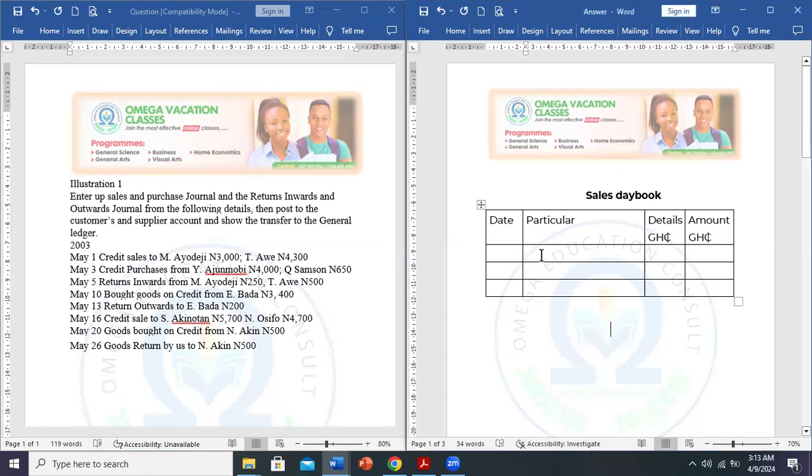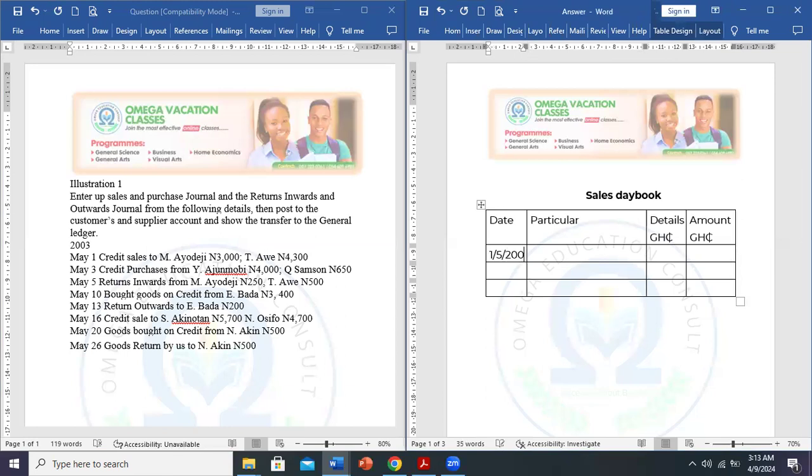So let's come into the sales day book. We put down the date, which is 1st May 2003. So the details would take the name of the debtor, right? Credit sales relates to debtor. So M. Ayodeji. Then we put the amount there, 3,000 naira. Under the details column, we didn't do anything there because we don't need to do any calculations with respect to M. Ayodeji. Okay. Then the next person is T Away on the same date. T Away.